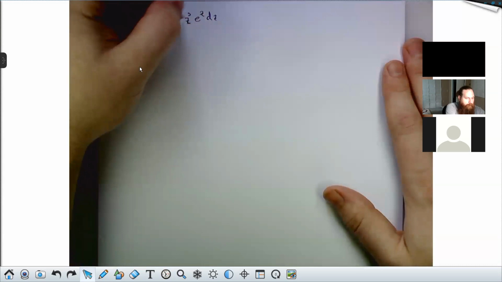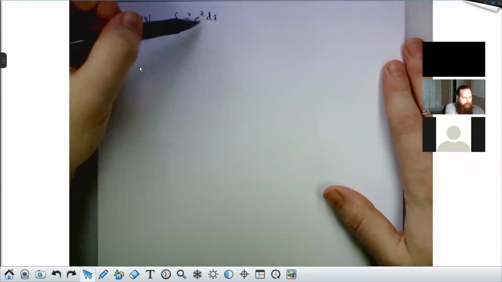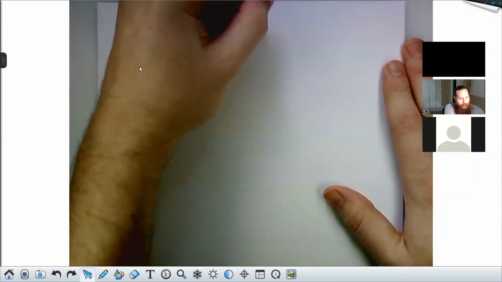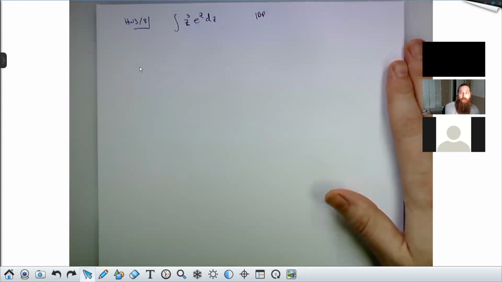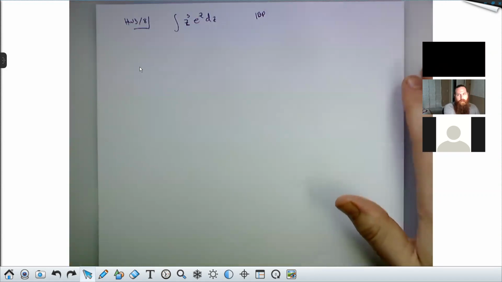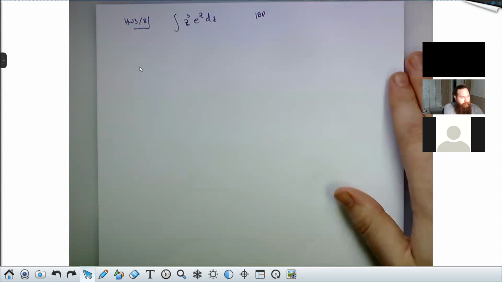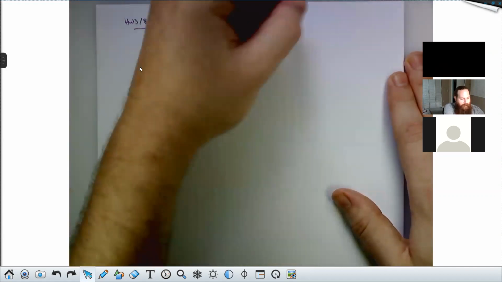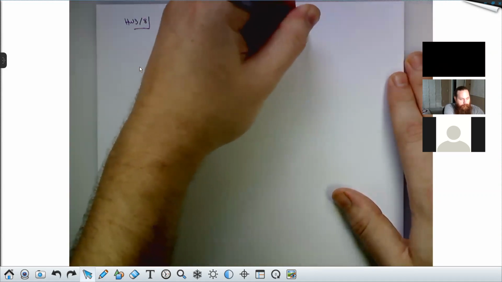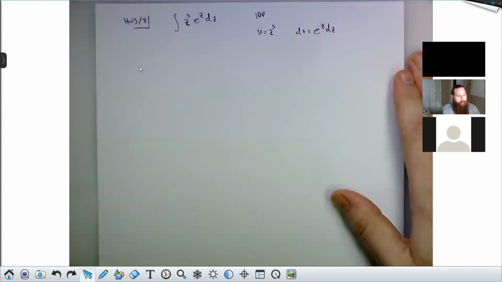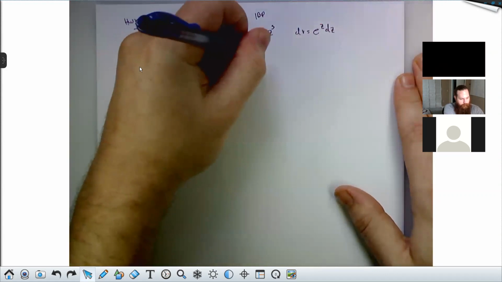Here my integrand is a polynomial z cubed times an exponential e to the z. So I'll run IBP. And according to my LIPET rule, do I have any logarithms? Nope. Do I have any inverse functions? Nah. Do I have any polynomials? Yeah, z cubed, that's a polynomial. So that's going to be u, and everything else will be dv. So then I take differentials.